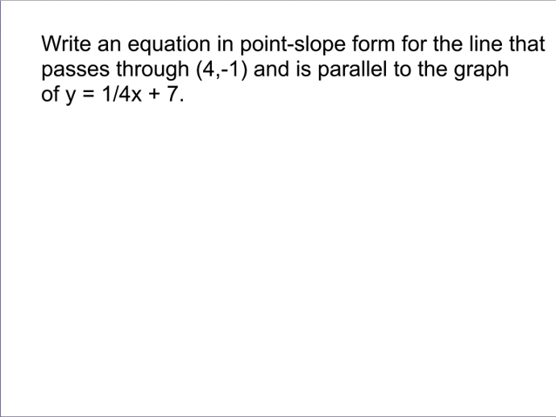Next, we need to write an equation in point slope form for the line that passes through 4, -1 and is parallel to the graph y equals 1/4 x plus 7. So this one's actually even easier because we have to do less work once we get it into point slope form. We don't have to do anything else. So we know the slope is 1/4. And all we have to do is write the point slope equation. Y plus 1 equals 1/4 times x minus 4. And that one's done.